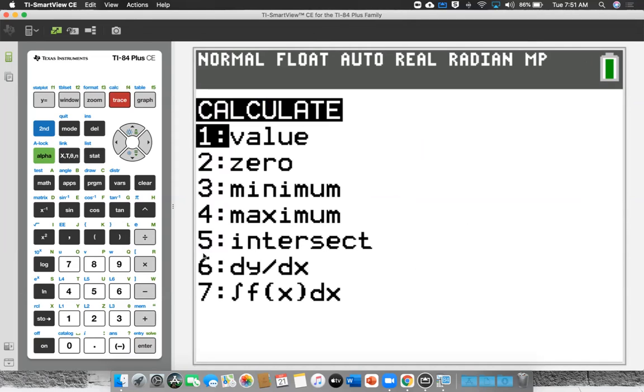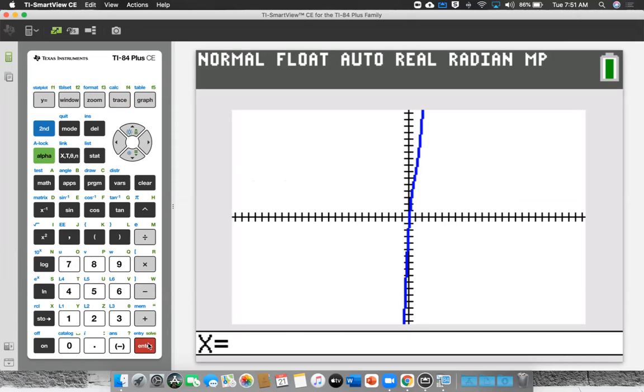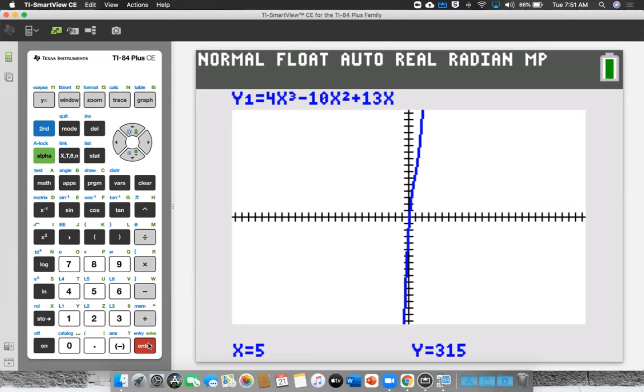The value option is pretty beneficial too, because value is the same thing as a table. It'll ask what X value you want to know for this graph. 5. When X is 5, Y is 315. So it's not like a table. It'll tell you where it is on the graph too.